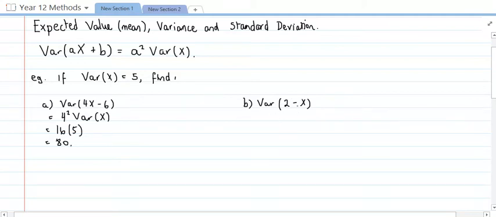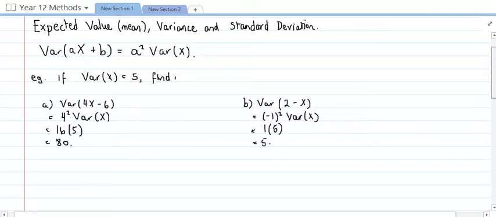And we can do the same over here. So in this case, the number in front of x is minus 1. So that's equal to minus 1 squared times the variance of x. So minus 1 squared is just 1 multiplied by variance of x, which is 5, and so the answer there is 5. Pretty nice so far.